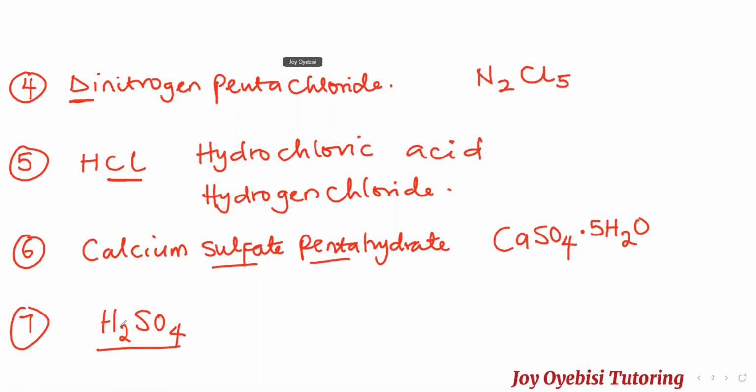Now for this one, we're going to name this as an acid, and that is going to be sulfuric acid. Okay. If we're naming it as a molecular compound, it's going to be dihydrogen sulfate.